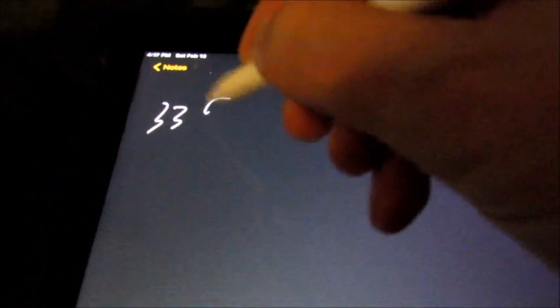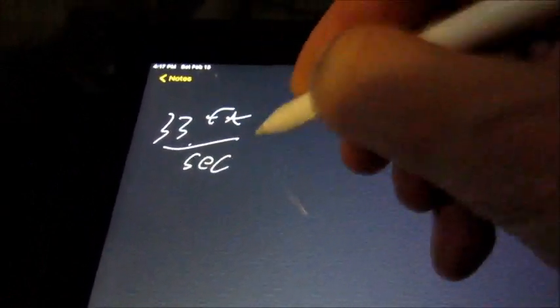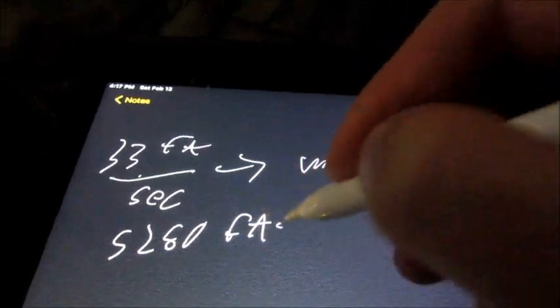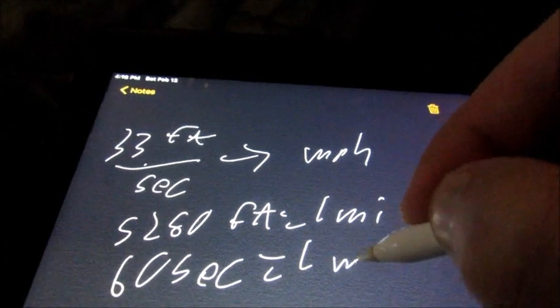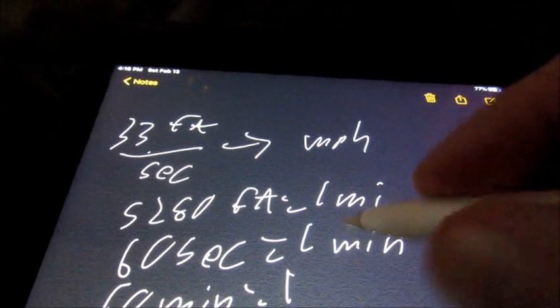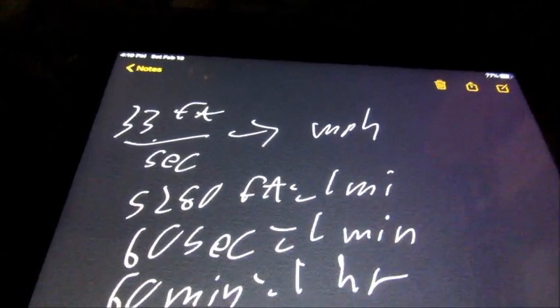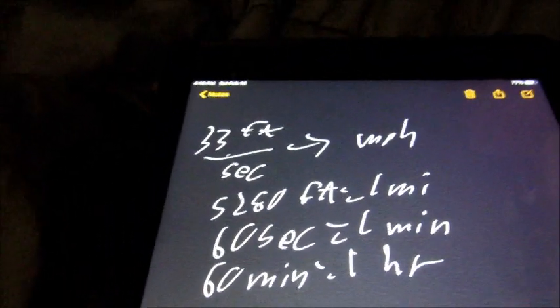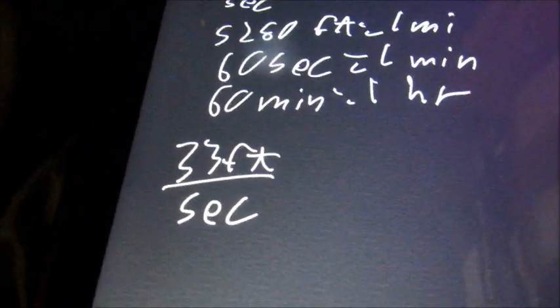Okay, so next, let's do one that looks a little bit more complicated. Say we have 33 feet per second, and we want to change that into miles per hour. Okay, so there are 5280 feet equals 1 mile, 60 seconds equals 1 minute, and 60 minutes equals 1 hour. Okay, so to do this, notice how I put unit on top and bottom. If you write it like that, it'll make it a lot easier than if you use a slash. So I'm going to say 33 feet per 1 second.